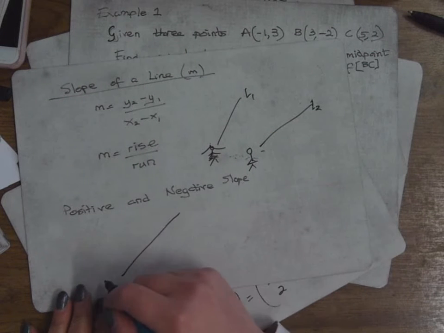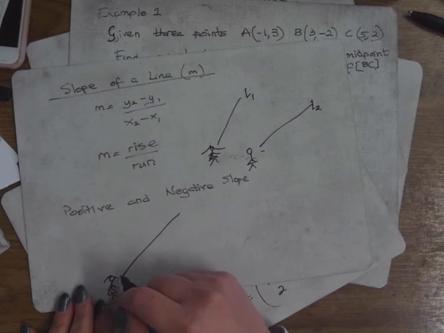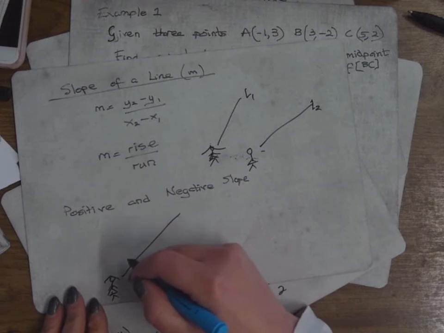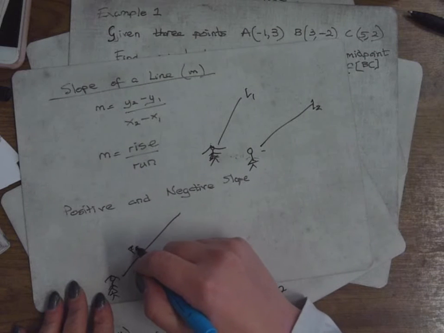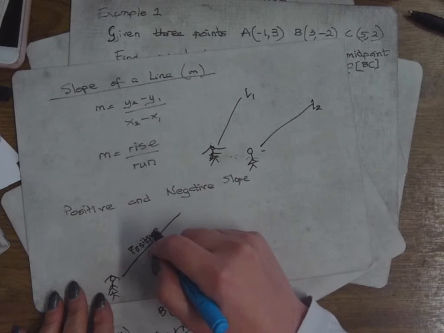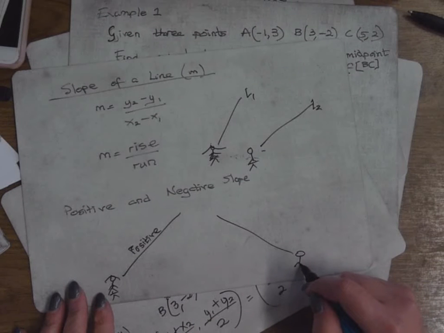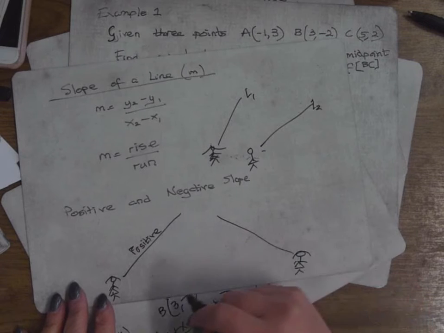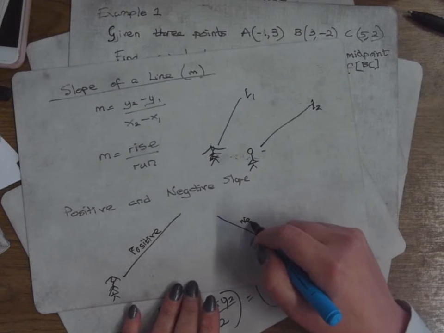Positive and negative slope. So if I have a line and I'm at the bottom of the hill, if I walk forward to go up that hill, I walk in the positive direction to go up that hill, don't I? That's a positive slope. Do you remember this? And if you have a line that you walk backwards to go up the hill, so I'm at the bottom of the hill again, I need to go backwards. I need to go in the negative direction to get up the hill. That's got a negative slope.